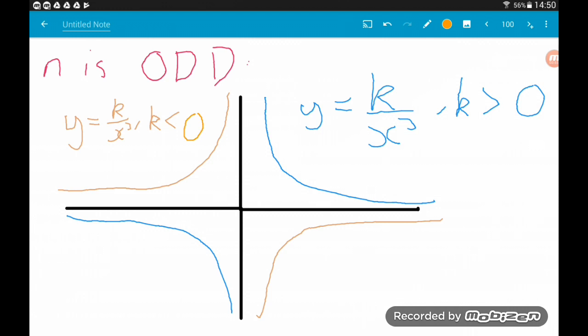So remember, when we get into the trickier ones, it's not always going to be the x and y axes, but when we've got these basic ones, it is. So there are your general cases.